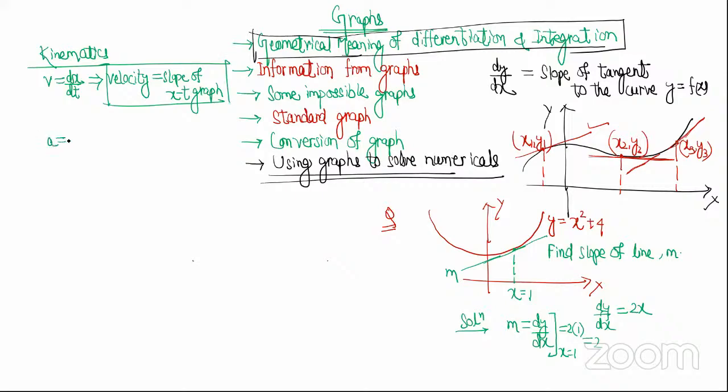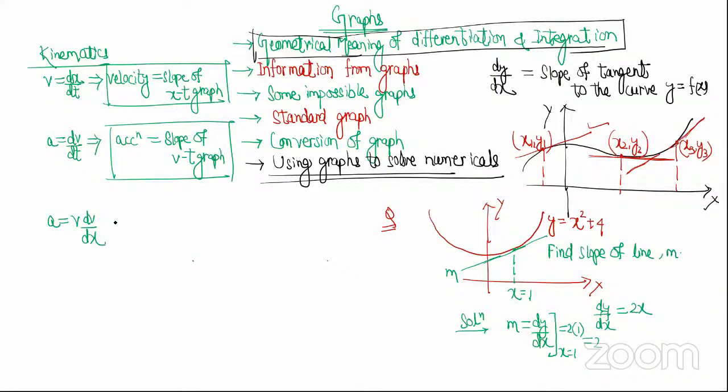What else formula we have? a equal to dv by dt. इसको क्या लिख सकते हैं? Acceleration equal to क्या? Slope of vt graph. Slope of vt graph. है ना? और क्या फॉर्मूला है? a equal to v dv by dx. अब इसको क्या लिख सकते हैं? Acceleration equal to velocity into slope of vx graph.